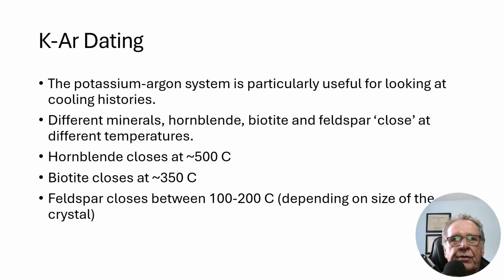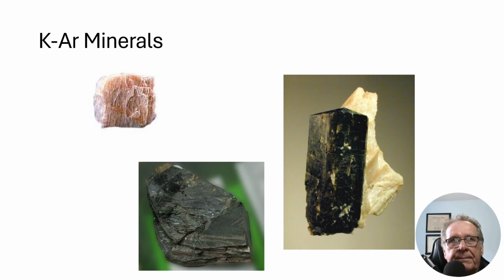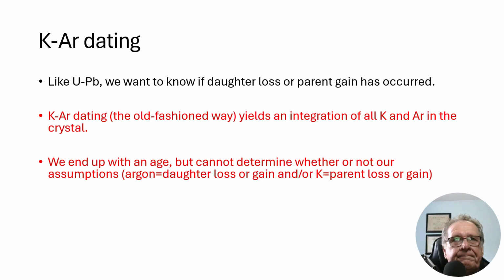Another tool that is used commonly in geology is potassium-argon dating, and it's particularly useful for looking at these big igneous bodies because different minerals, for example, hornblende, biotite, and feldspar, all close at different temperatures. So hornblende closes at 500 centigrade, biotite at 350, and feldspar between 100 and 200, depending on the size of the crystal. So here are these minerals. This is feldspar, this is biotite, this is hornblende.